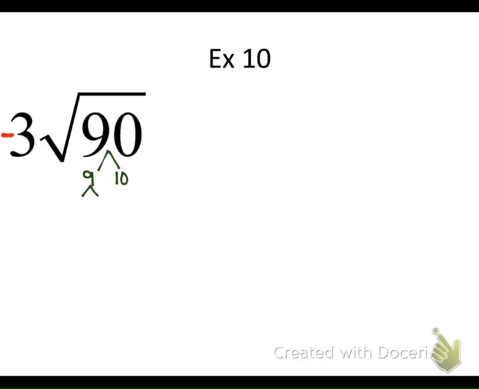What two numbers can I multiply together to get 9? 3. Circle them. What about for 10? 2 and 5. Okay. When I come up to rewrite, what do I need to put in first? Negative 3. Don't forget your coefficient. Square root. What are your factors? 3 times 3 times 2 times 5. Okay. All right, I'm going to give you guys a second to catch up here.